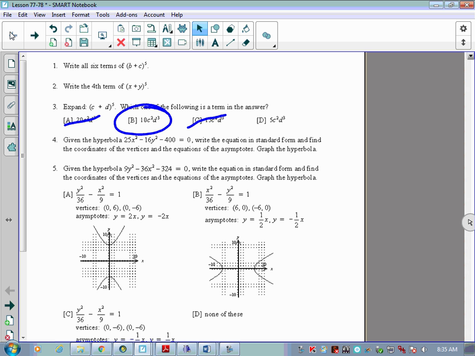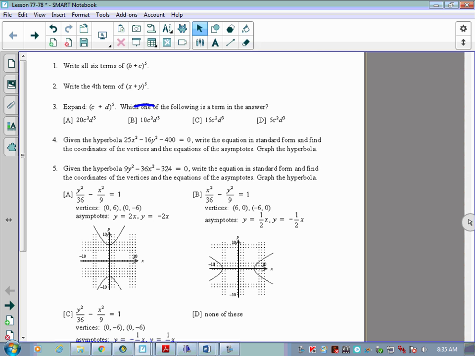All right, number 4 is going to move us over to lesson 78. And these are hyperbolas. We've done some of this kind of work before. If you remember, where we just looked at the denominator, we got the plus and minus values of the square roots of the denominators. This is pretty similar to that.